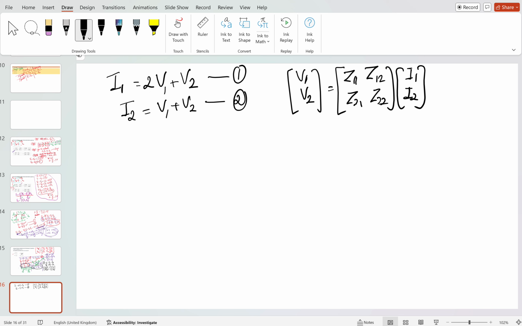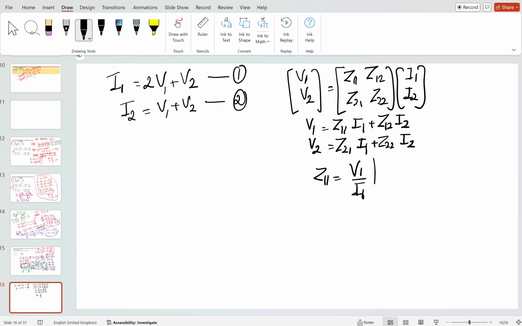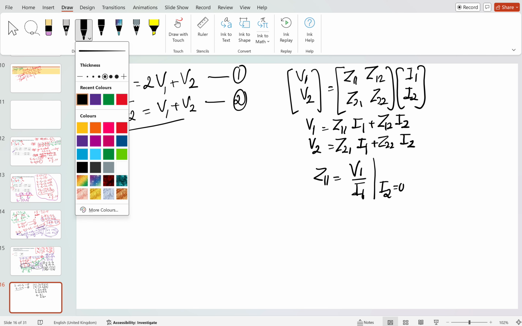When you write it in equation form, you get V1 is equal to Z11 times I1 plus Z12 times I2, and V2 is equal to Z21 times I1 plus Z22 times I2. What is the meaning of Z11? Z11 is equal to V1 by I1 when I2 is equal to 0. It means that when the output side is open circuited, you want to find the relation between V1, the input voltage, and the input injected current into the two-port network, that is V1 by I1.